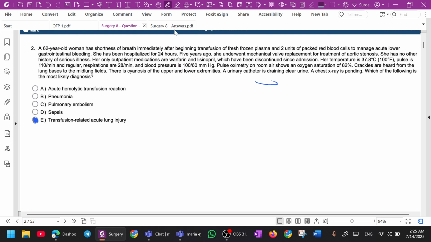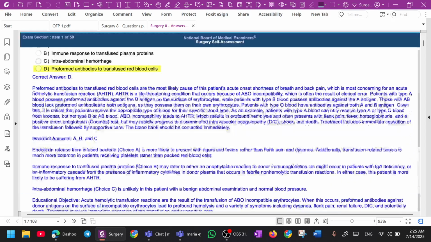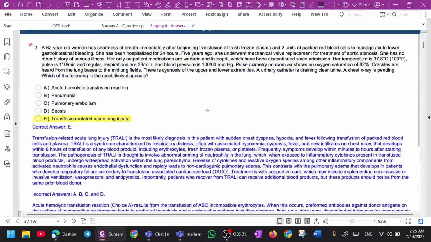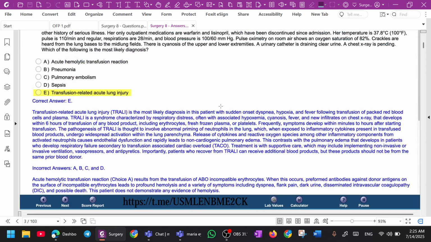It's TRALI. It's the most likely diagnosis in patients with sudden onset dyspnea, hypoxia, and fever following transfusion of red blood cells and plasma. So hypoxia, fever, dyspnea. TRALI is characterized by respiratory distress, often with hypoxemia, cyanosis, fever, and new infiltrates on chest X-ray that develop within 6 hours after transfusion of blood products: erythrocytes, fresh frozen plasma, and platelets. Frequently, symptoms develop within minutes to hours after starting the transfusion.